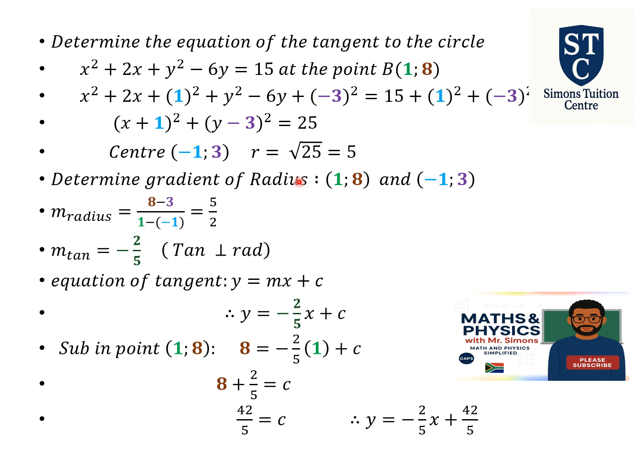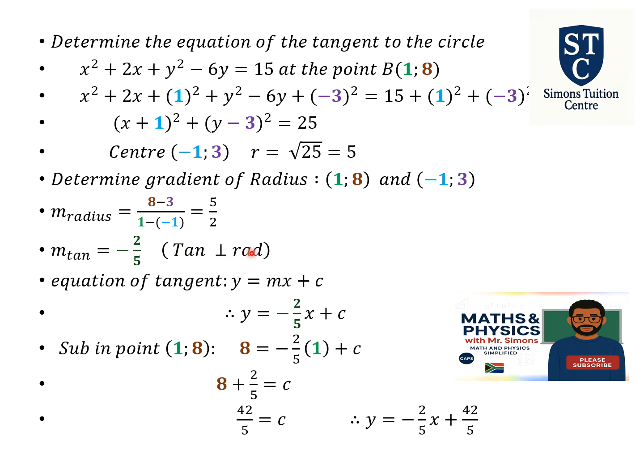So to get the gradient of the radius, I have the point 1 and 8, where the radius and the tangent make contact. And I have the center minus 1 and 3. So again, gradient of the radius, the y value is first, 8 minus 3, over 1 minus minus 1. So 8 minus 3 gives me 5. 1 plus 1 gives me 2. Therefore, if my radius is 5 over 2, my tangent would be negative 2 over 5. Right? We simply flip the fraction around.